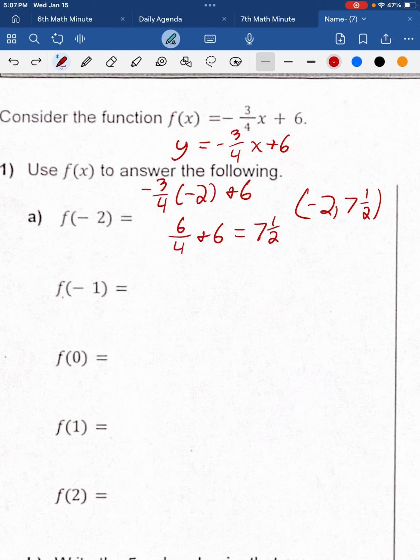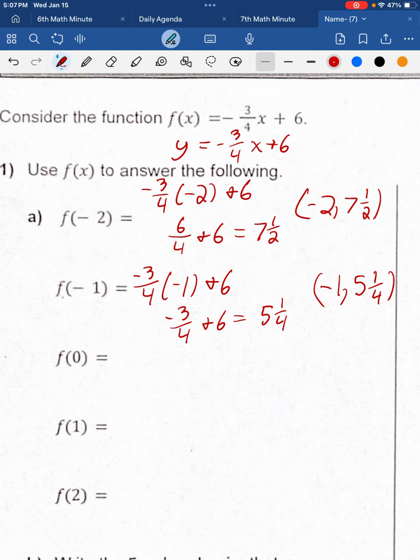So now let's do the same thing, but with -1. So we have -3/4 times -1. We also have to plus the 6. That's -3/4 plus 6. That's going to equal 5 1/4. So this ordered pair, my input or my domain would be -1. My output would be 5 1/4.